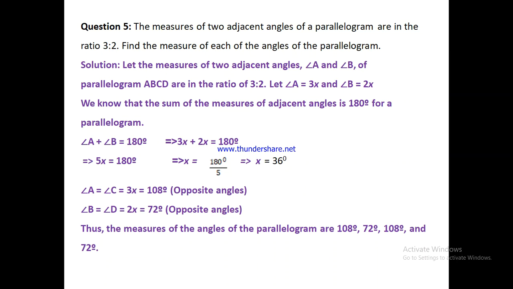Next, question number 5. The measures of two adjacent angles of a parallelogram are in the ratio 3:2. Find the measure of each of the angles of the parallelogram.